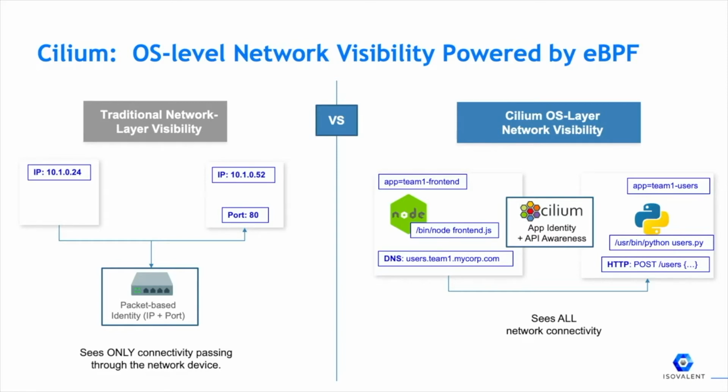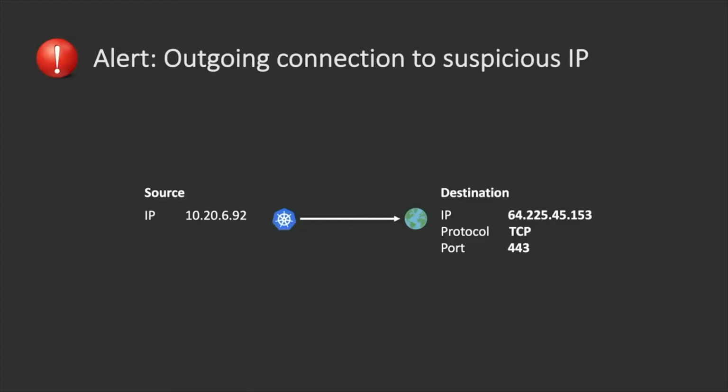In this demo, we'll show how we can leverage the power of eBPF to export identity and API-aware data about all network connectivity from a Kubernetes environment to your existing security tools. In this case, a Splunk-based SIEM platform for better threat detection and faster incident investigation.